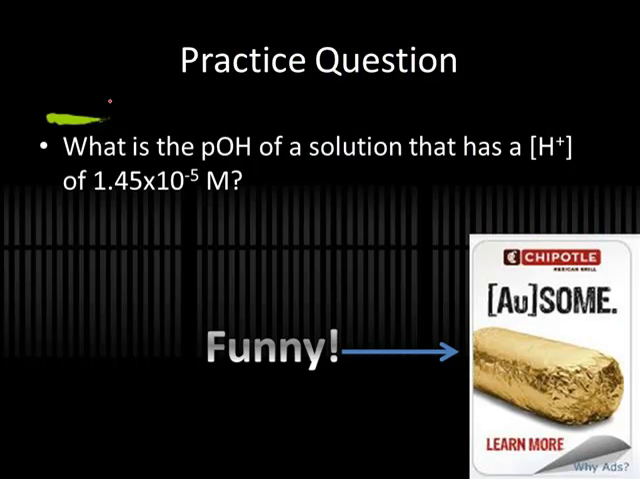Practice question. Also, this question by Chipotle is awesome because it's gold, like the wrapper. Hell yeah. Alright, so what's the pOH of a solution that has an H plus of 1.45 times 10 to the negative fifth? This is one of those two-steppers. So you might have to go back and look at your graph again, or at the pH polygon, but you can do it.